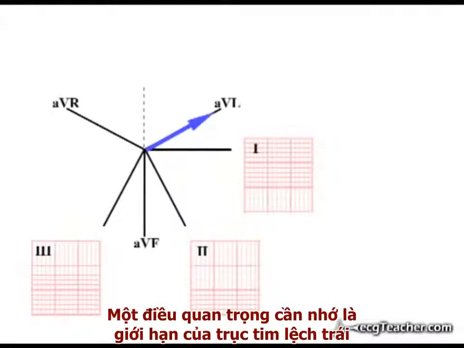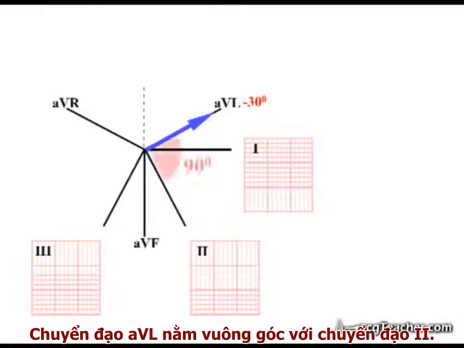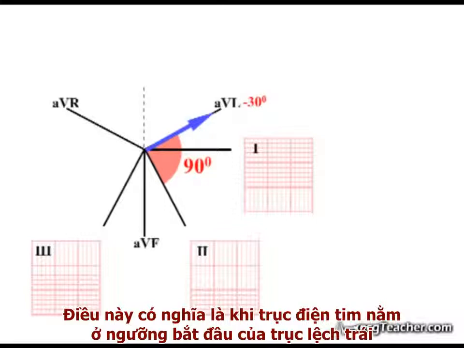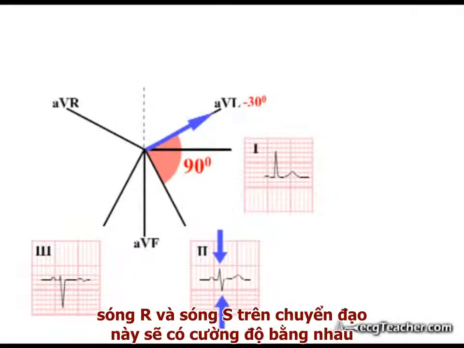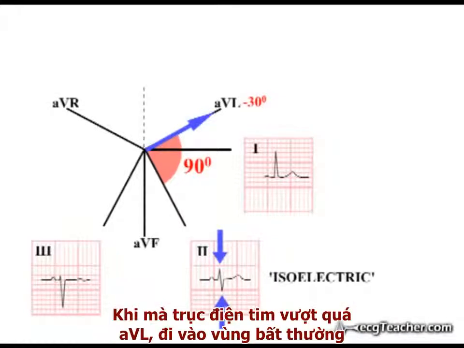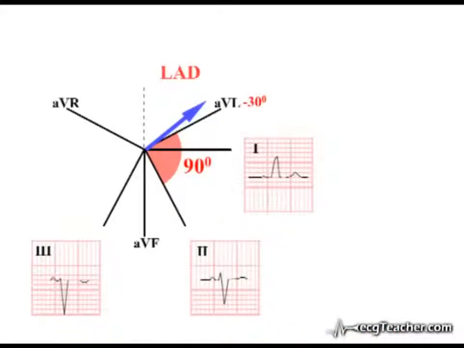Crucially, note that at the limit of normality on the left, the axis is travelling straight down AVL. AVL lies at 90 degrees relative to lead 2. This means that when the axis lies at the limit of normality on the left, lead 2 is isoelectric. The R wave and S wave in this lead are equal in magnitude. Once the axis moves beyond AVL into abnormal territory, the QRS complex in lead 2 becomes overall negative, with an S wave larger than the R wave.